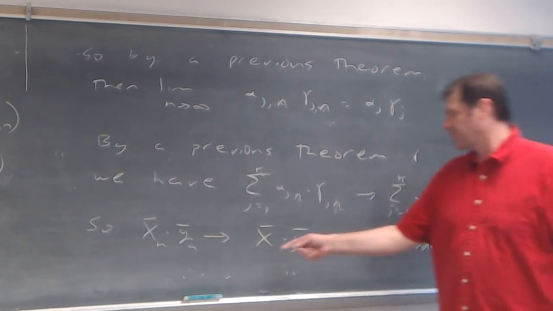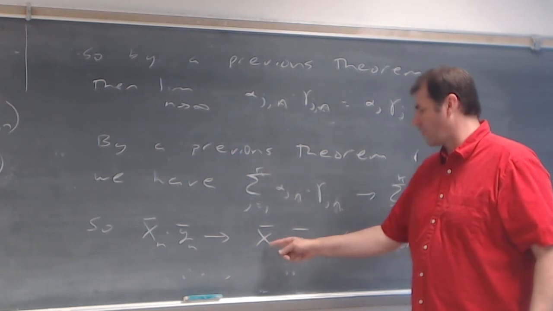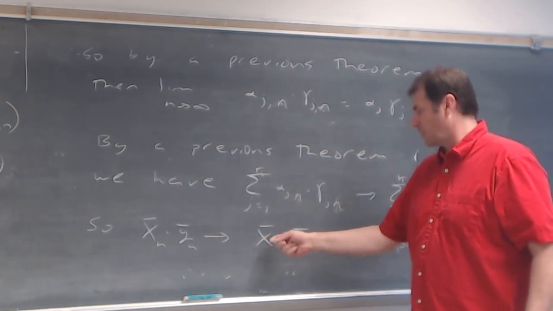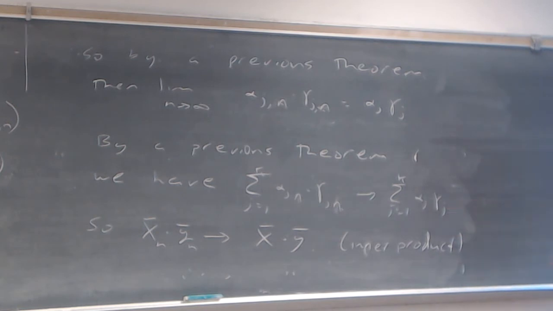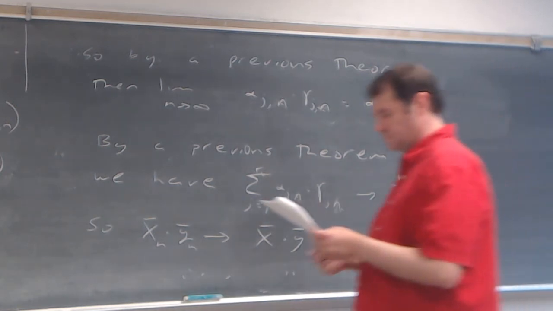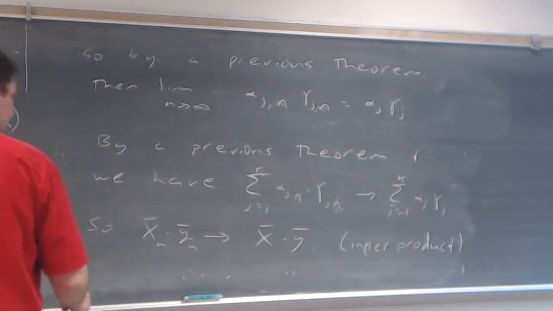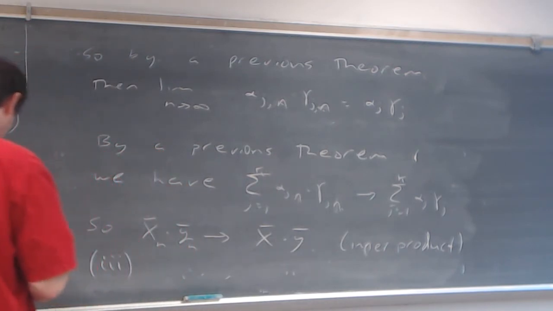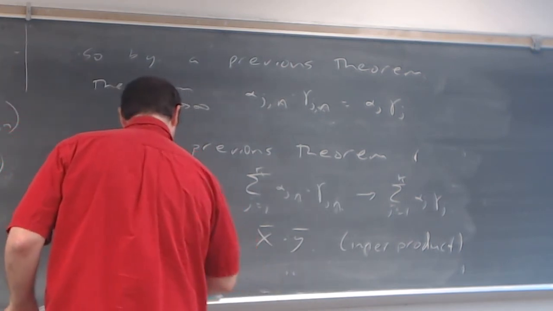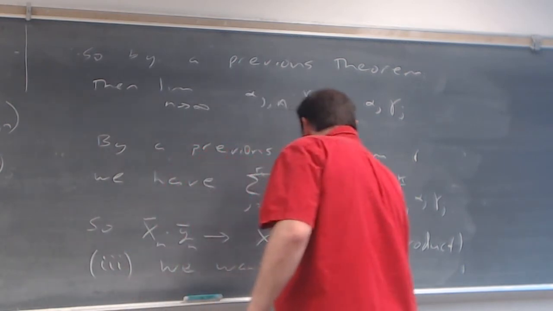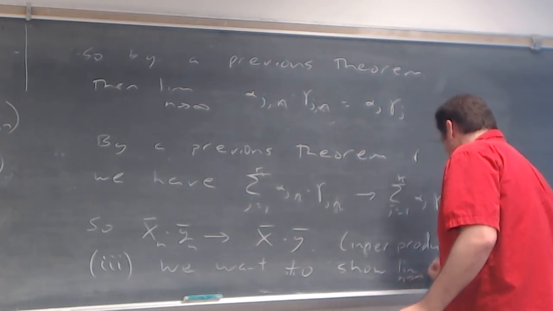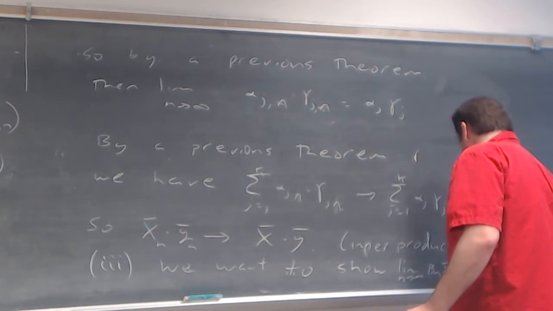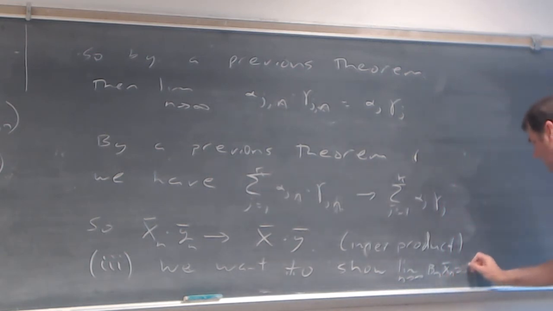Remember, the inner product between x bar and y bar is nothing more than the similar components multiplied together, and the sum of all of those multiplications. Okay, so that was part two. So part three, I'm starting. Here, we want to show that the limit as n goes to infinity of b sub n times x bar sub n equals b times x bar. That's what we want to show.